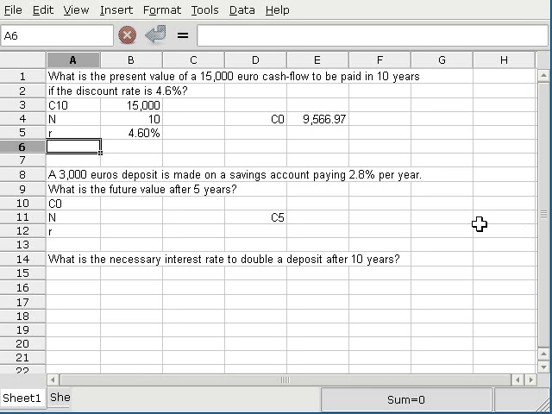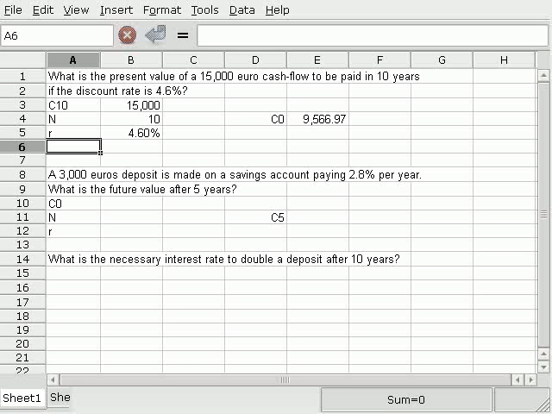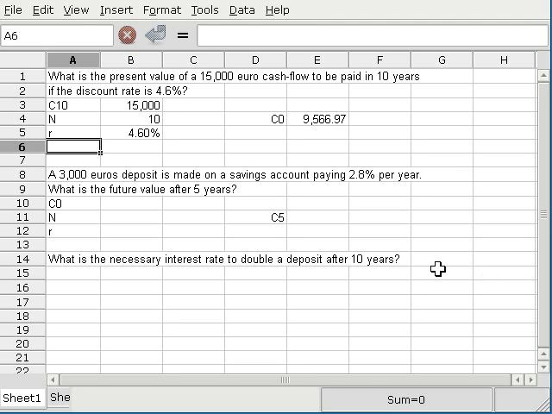In this first part, we will deal only with present and future value calculations. In addition, all the calculations we will do here will be based on interest compounding.